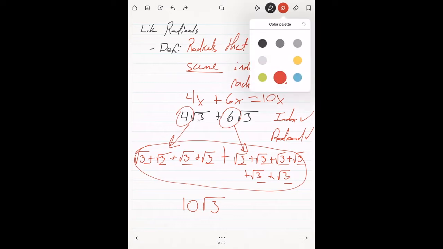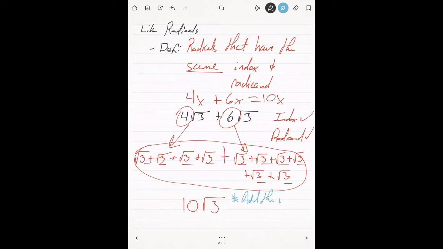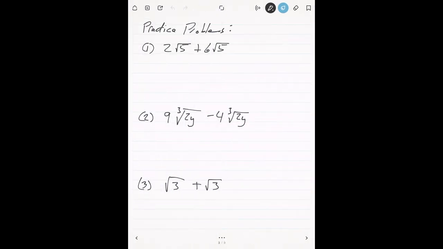So we might want to make a little note to ourselves. I'll change colors here. But let's make a little note to ourselves that we are going to add the values outside the radical. So that's a big first part. We're going to add the values outside the radical. And we might want to also say to keep the radical the same. Meaning don't change it, right? This root 3 doesn't go away. Because if we had 4 root 3's and 6 root 3's, now we have 10 root 3's. Okay, we need to keep that constant. So very similar to working with like terms.